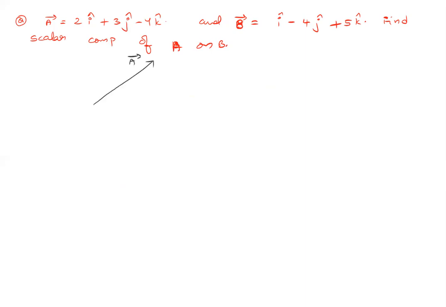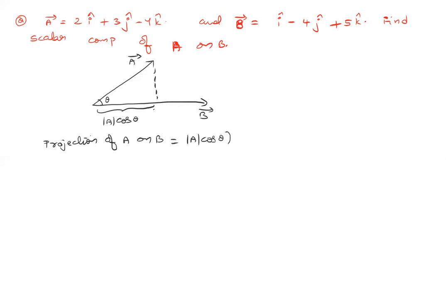If you are asked a on b, look at this figure: this is a. If you are getting confused, draw a diagram. This is b. You drop a projection. This angle is theta. Then this is mod a cos theta. So your projection of a on b is mod a cos theta, which you can multiply with mod b by mod b. That will give you a bar dot b bar by mod b.